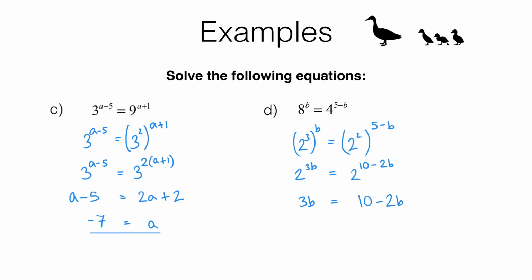Adding 2b to the right and the left-hand side, we get 5b equals 10. And finally, we can divide both sides of this equation by 5. That gives us b equals 2.